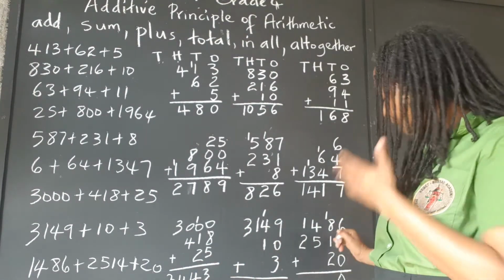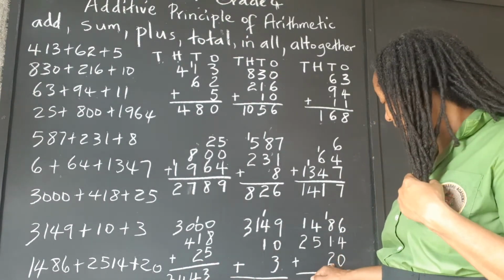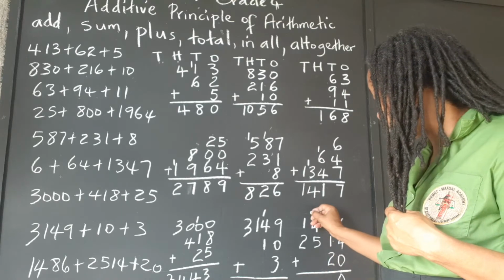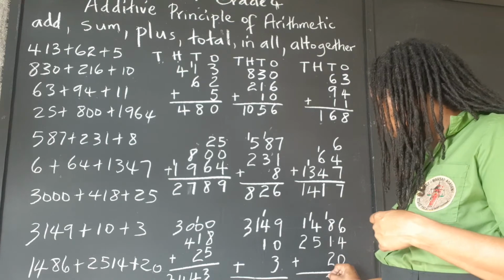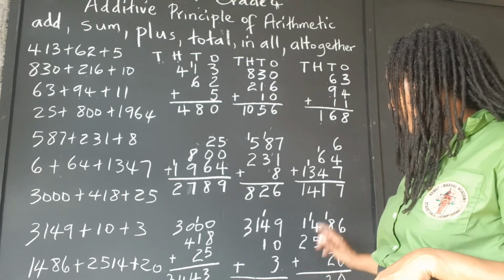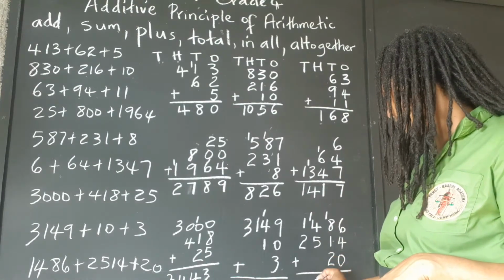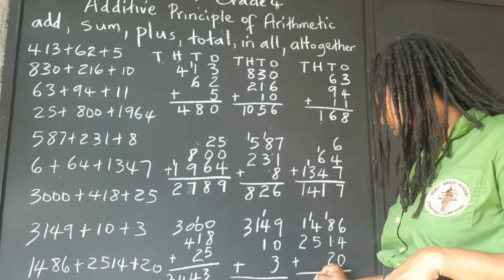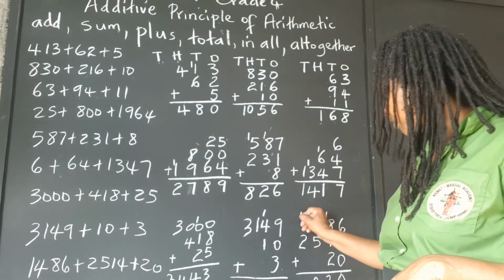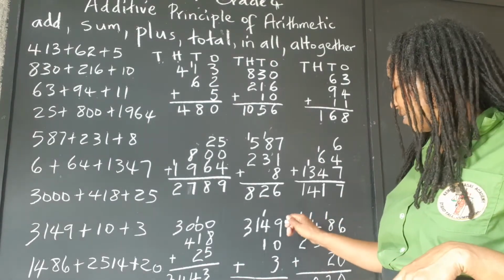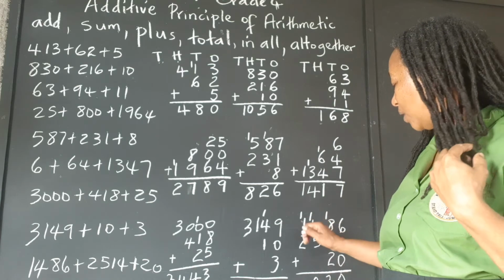8 and 1, 9 and 1, 10, and 2, 12 tens. So we can take 10 tens from that to make 100, and 2 remains. 5 and 4, 9, and 1, 10 hundreds. 10 hundreds give 1,000, right? So we put that in the 1,000 place.